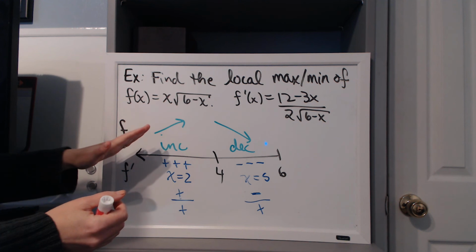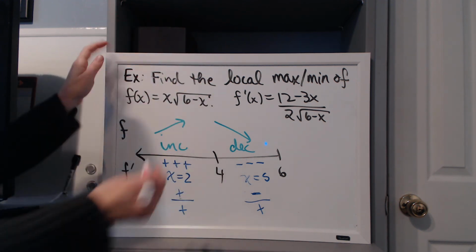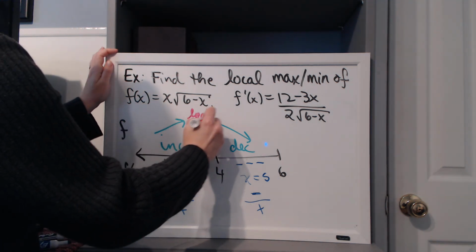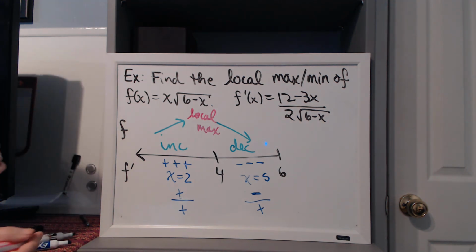So we see that the function switches from increasing to decreasing. The derivative switches from positive to negative. So right here we have a local max at x equal 4. But we do not have a local min. So we end up with a local max.